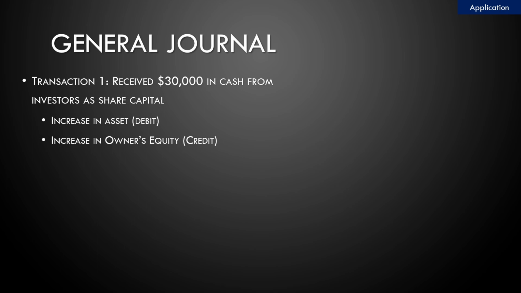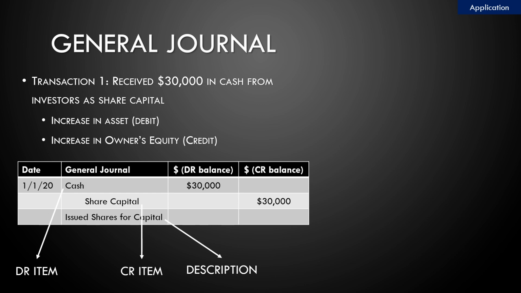So let's take a look at another building block in accounting, general journals. We'll see how general journals interact with T accounts in this slide. Looking at transaction 1, the entity received $30,000 in cash from investors as share capital. We know that there is an increase in asset, that is cash, and an increase in owner's equity, that is share capital. We will then need to debit assets and credit owner's equity, both signifying an increase in each of these balances. So in all transactions in accounting, the debits must always be equal to the credits.